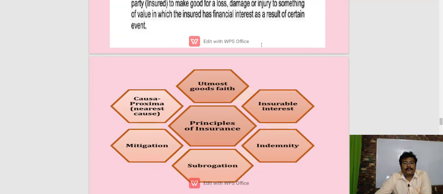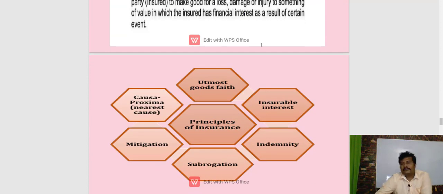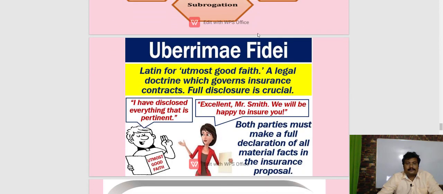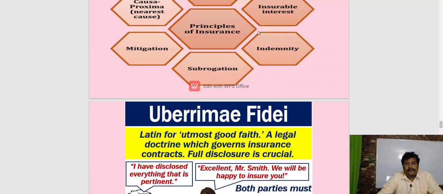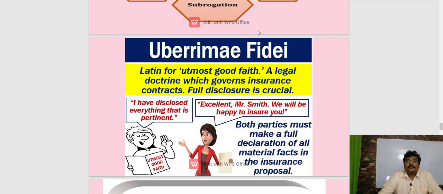Acha ji. So there are certain principles of insurance. Principles of insurance means the rules and regulations of insurance. There are 6 principles, you can see them on your screen. We will discuss each and every principle. Okay. Acha. The first principle is the principle of utmost good faith. Good faith is what? Trust.